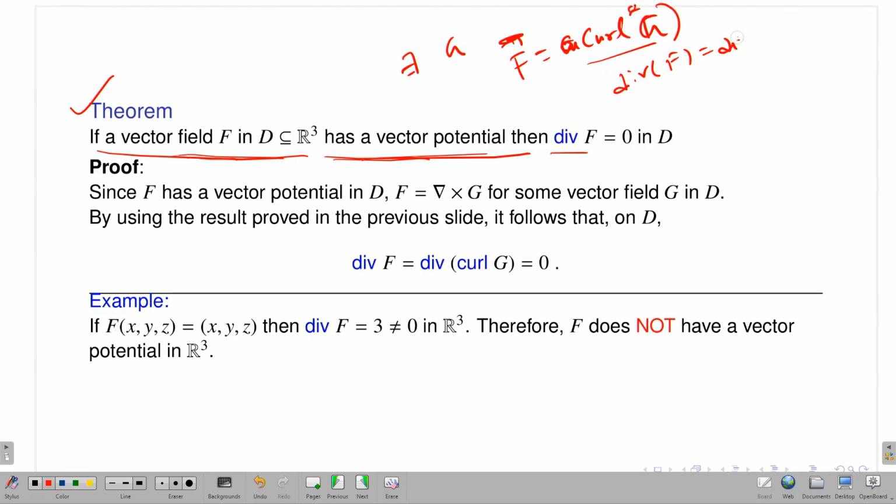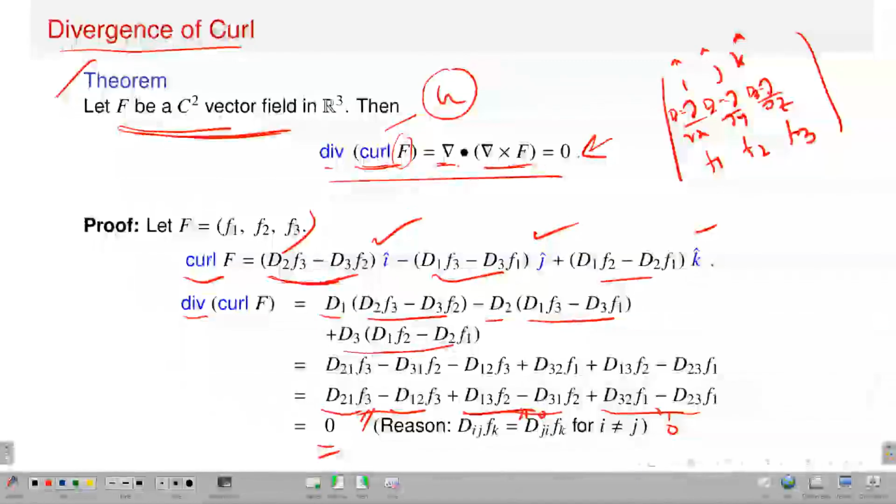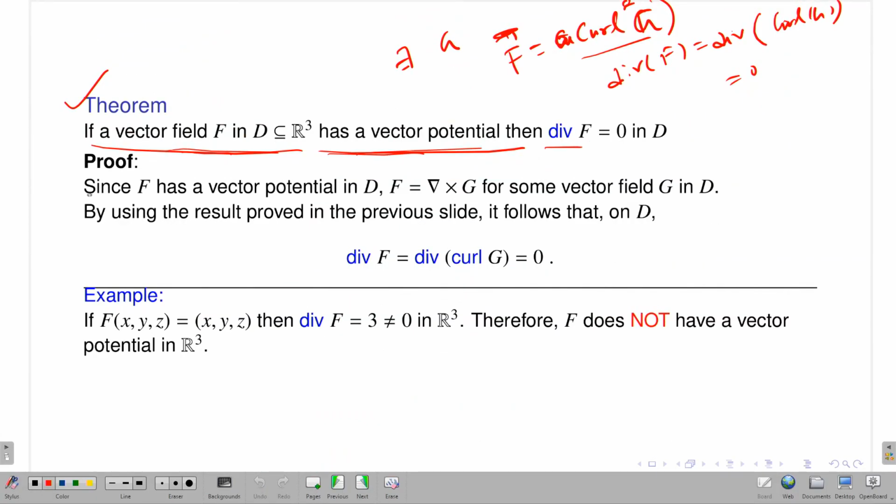What is that? Divergence of curl of G, and what is the divergence of curl of G? That is 0. Just now I have observed divergence of curl of F, provided of course F is nice, that means C2, and that is exactly the case. Okay. So, this is my proof. Since capital F has a vector potential, I can write F as curl of G or del cross G for some vector field G in D, by using the result proved in the previous slide. It follows that on D, divergence of F, which is nothing but divergence of curl of G, is 0.